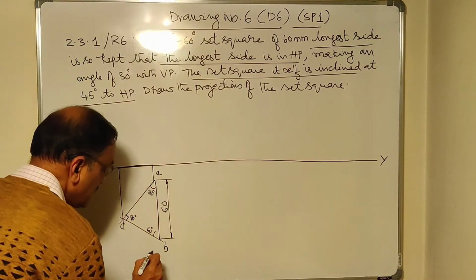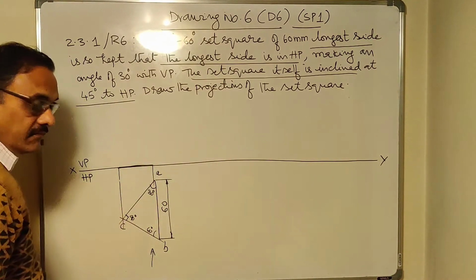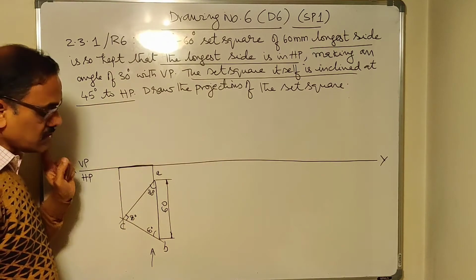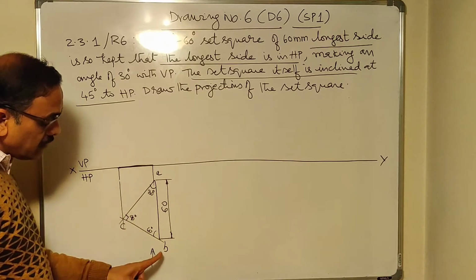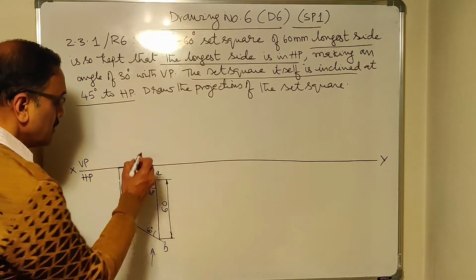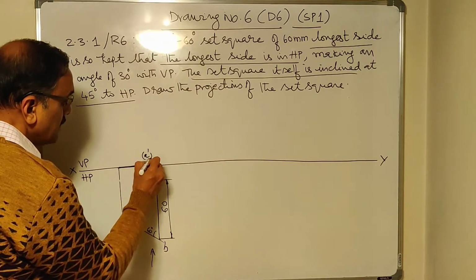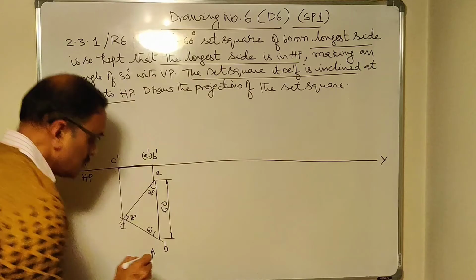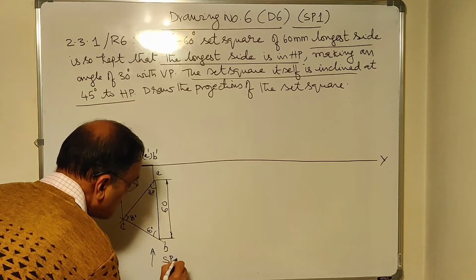Now this is the position of the observer. Observer, object and plane of projection is the order in first angle projection. The observer will be able to view only B. A will be invisible, so I write A in brackets. A dash, B dash and this is C dash. So this is your SP1, simple question 1.